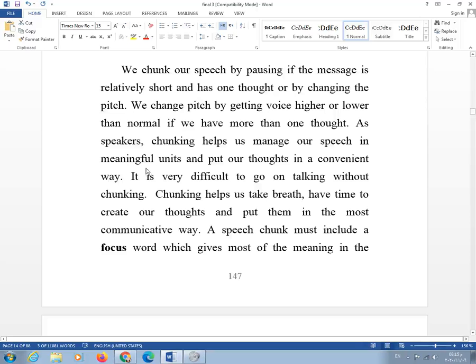تمام, يبقى تاني ناخد بقى هنا وقت يقول لنا this I want to mark in this part. I want to mark in red as speakers. Okay, chunking helps us manage our speech in meaningful units, طبعا وحدات بقى ذات معنى, and put our thoughts in a convenient way. وبيدينا راحة, يعني ان احنا as speakers, ان انا I take my breath, I think of what I would say next and so on. لكن if I keep speaking all the time, I can't speak, you know, comprehensively, and also my listeners would not be able to grasp what I'm saying. مش هيقدر يتابعني ولا يفهمني المستمع.